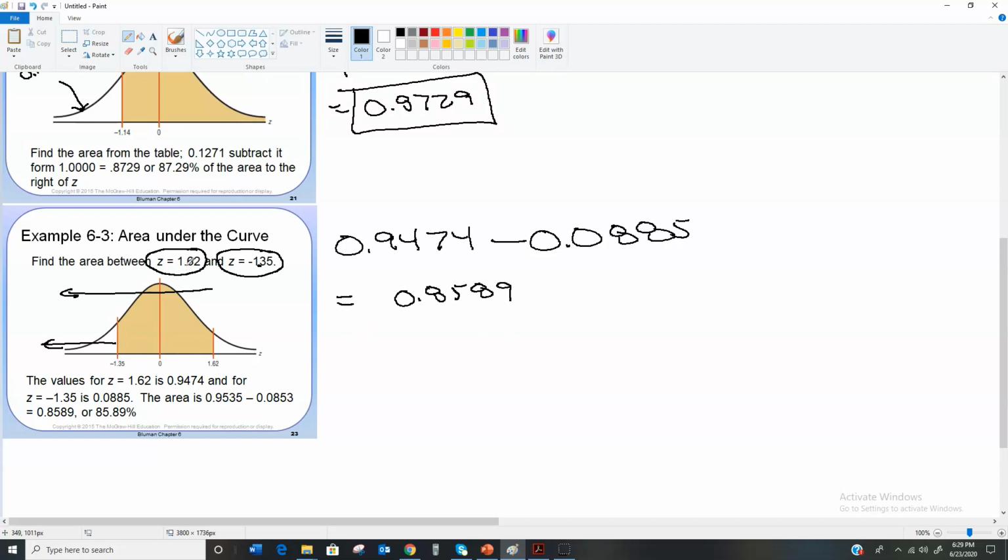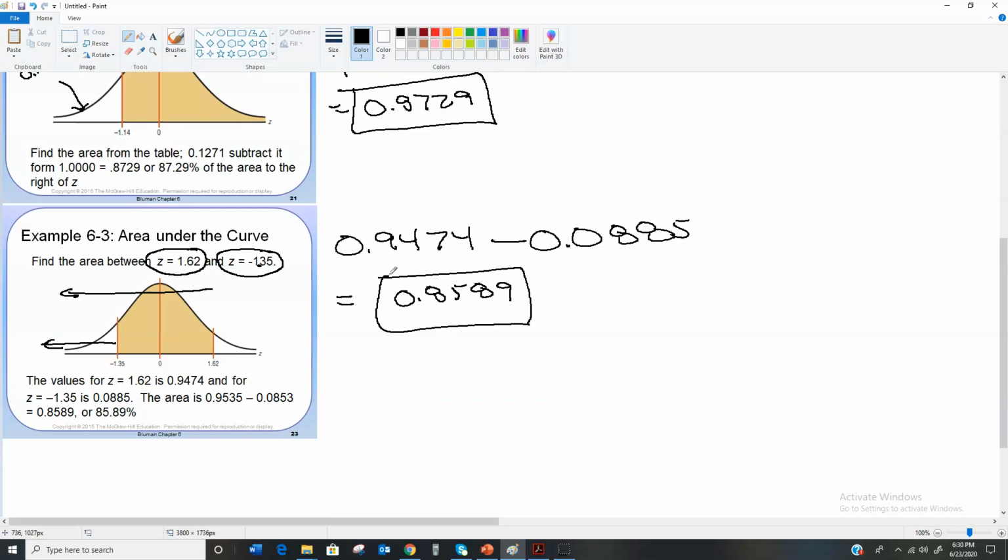Something I see students do occasionally is they try to subtract these z values and then just look up one value on the chart. You cannot do that. That does not work. You have to look up the two separate chart values and subtract. So two separate chart values, then do your subtraction. Don't try to subtract ahead of time and find just one thing on the chart. It does not work at all. So here's our answer for that one.